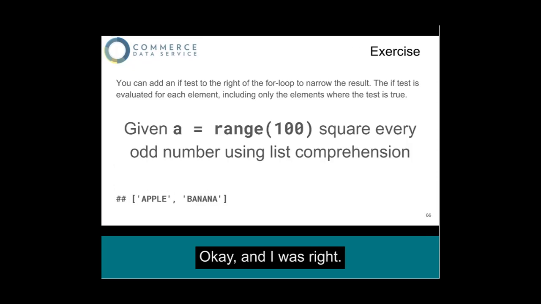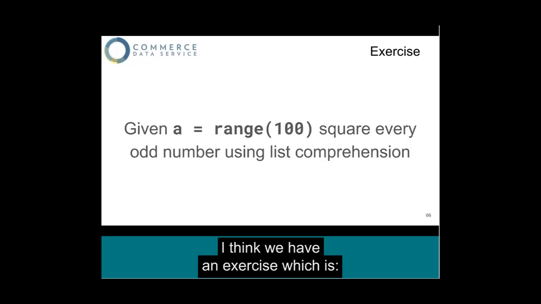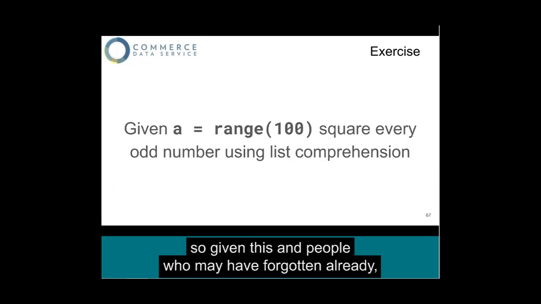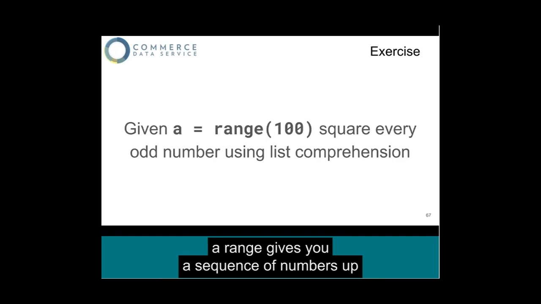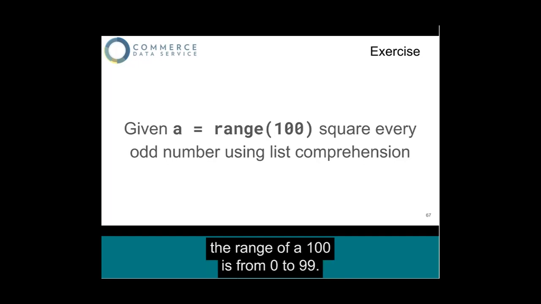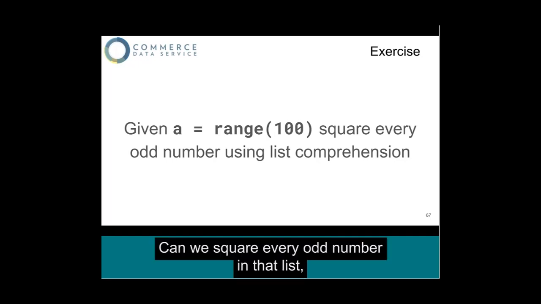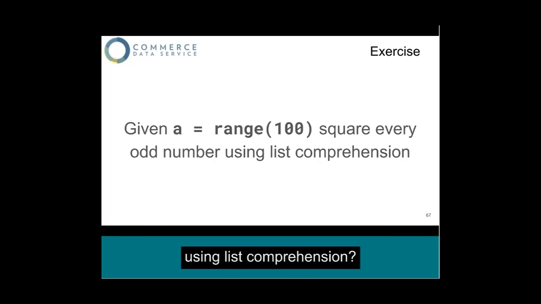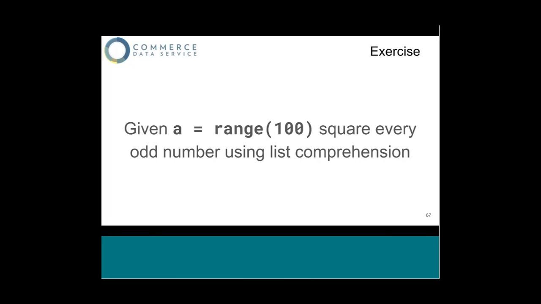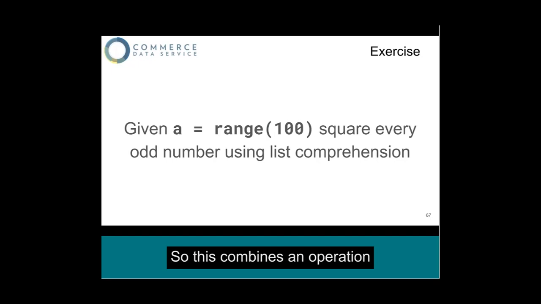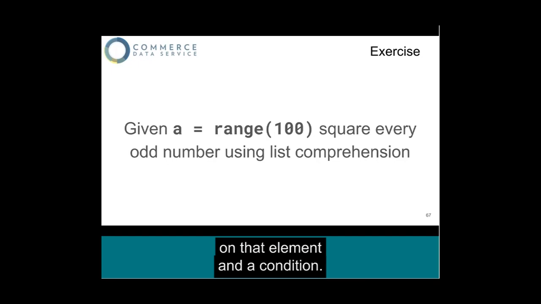Okay, I think we have an exercise. For people who may have forgotten already, a range gives you a sequence of numbers up to but not including that last number, so range of 100 is from 0 to 99. Can we square every odd number in that list using list comprehension? This combines an operation on the element and a condition.